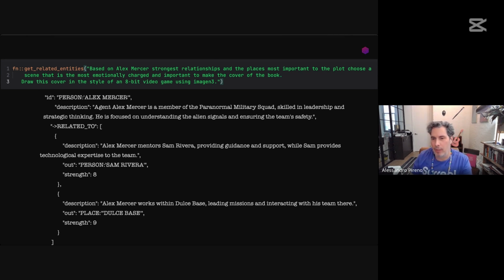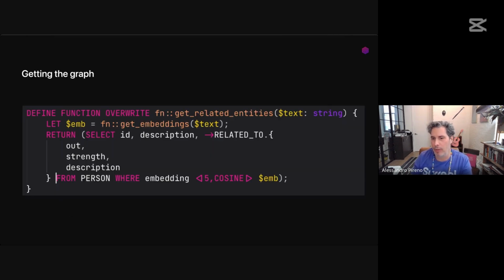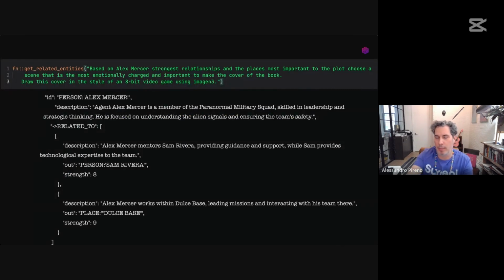And I should say, this is just one way to do it. We have embeddings on the graph as well. So I could have also made the logic for retrieving this graph be: first grab the people and places. And in this case, I should say I'm being very simple because it's a very short, small corpus.